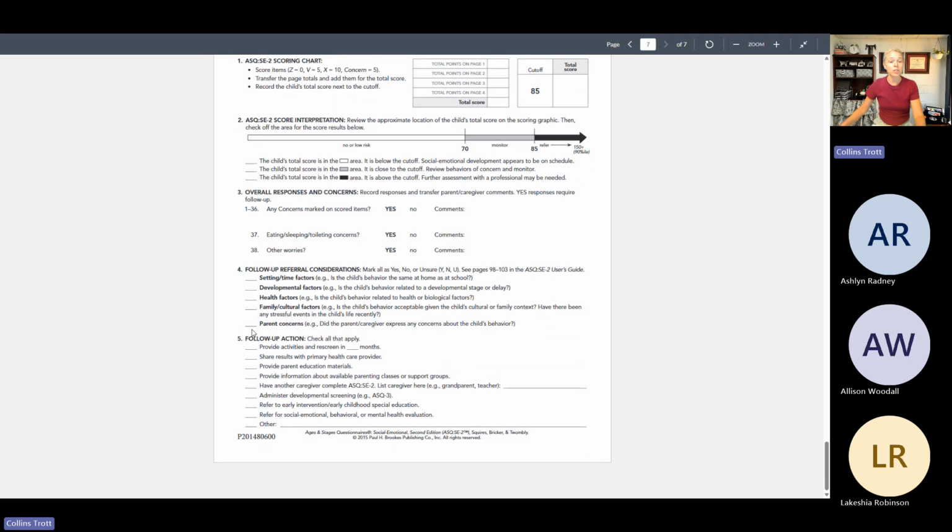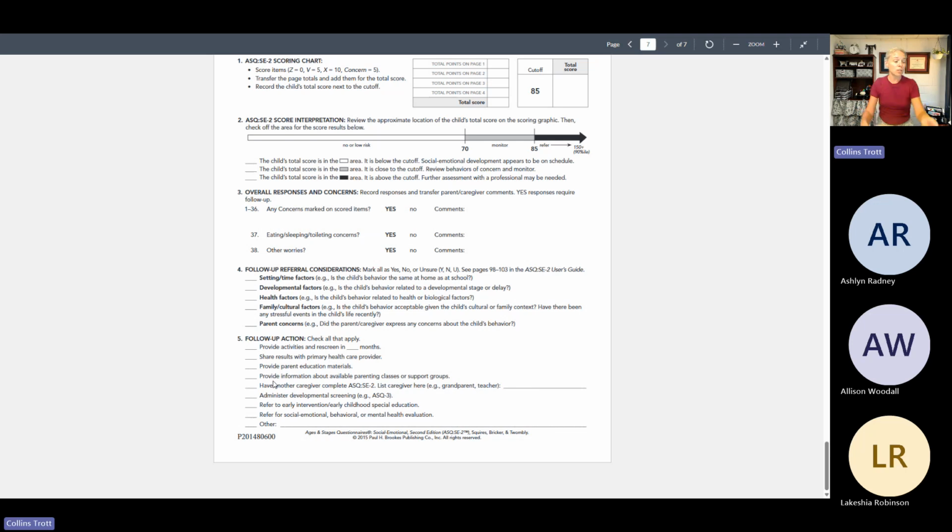And the parent concerns, yes, we did have a parent concern. So I'm going to go ahead and check that one. And of course, if I know the child better or the family better, I'm able to check some of these other things. And then I need to choose what kind of follow-up I'm going to do.